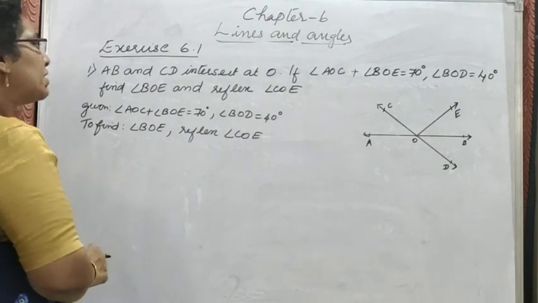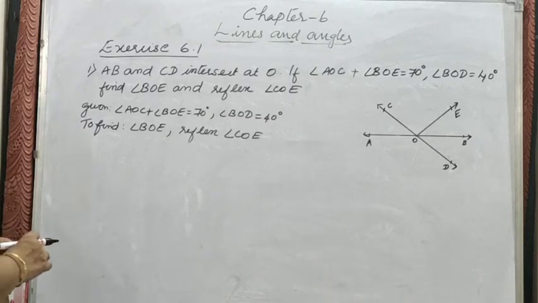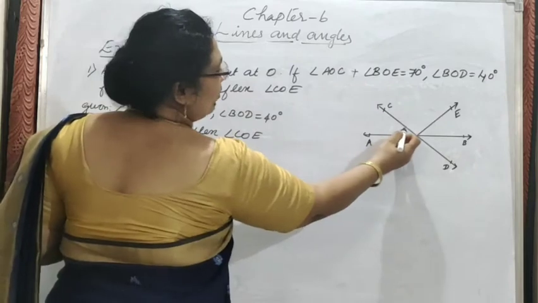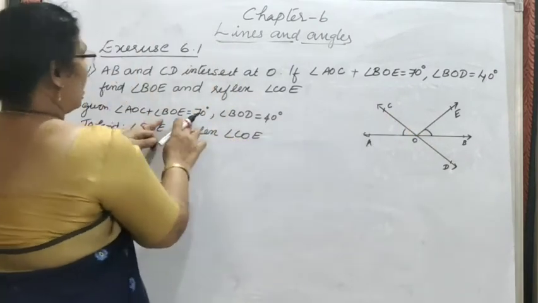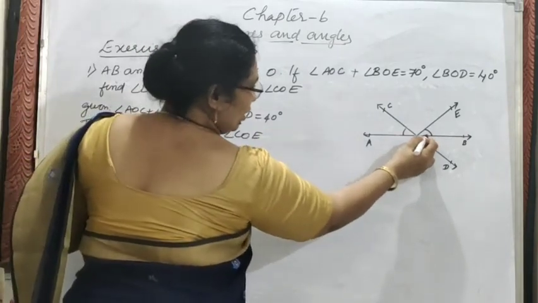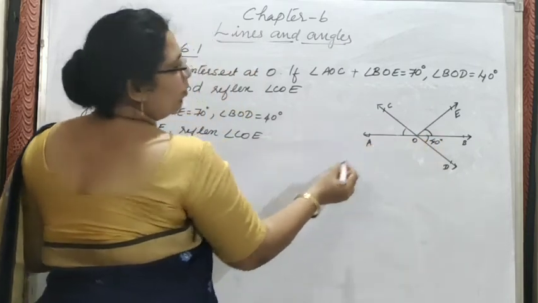AB and CD intersect at O. If angle AOC plus BOE equals 70 degrees and angle BOD is 40 degrees, find angle BOE and reflex angle COE. So angle AOC plus BOE together, it is given, is 70 degrees, and it is given that BOD is 40. So my question is, if BOD is 40 degrees, what about AOC?